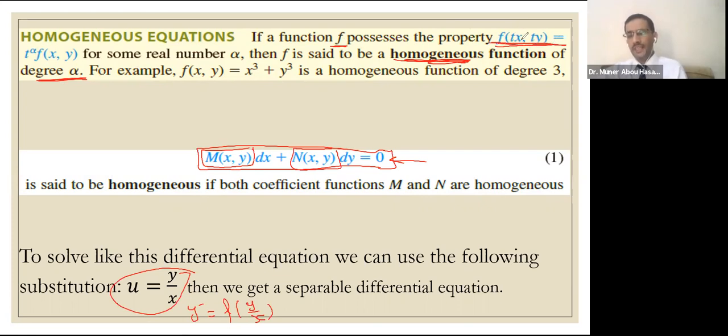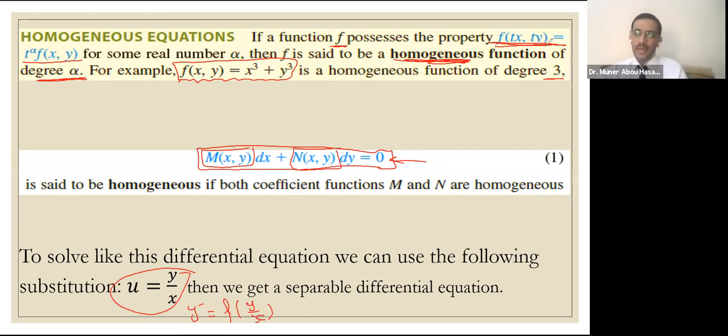F of tx, ty equals t to the power alpha times my function. No, doctor, it isn't clear. Give us an example. Let me check if this function is homogeneous of any degree. He wrote here degree 3. So let us check if this function is homogeneous of degree 3 or not.